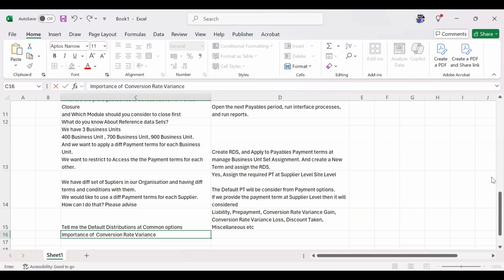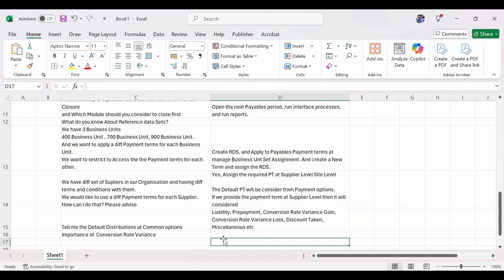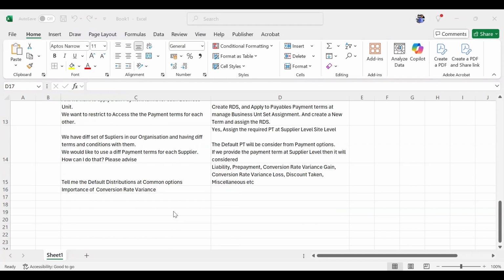Now tell me, what is the conversion rate variance importance? Anybody? So first thing you should know about conversion variance rate. What is conversion variance rate, and how would it work?